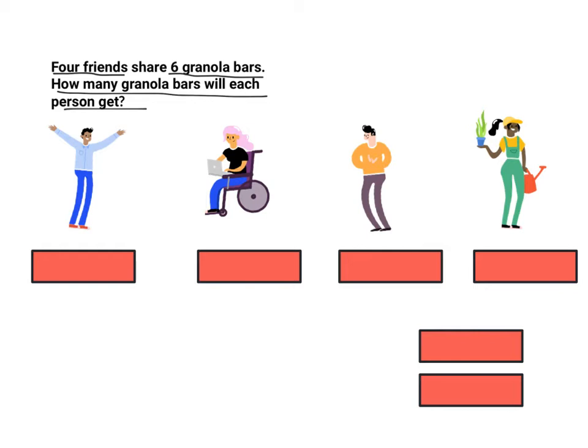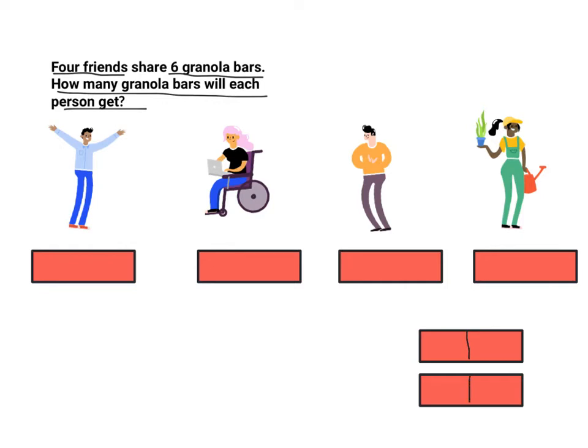And so what could I possibly do to make sure that I can still share these granola bars equally so that each person gets the same amount? So if I have 2 left and I have 4 people, what could I do to these 2? When you were thinking about it, if you looked at the 2 granola bars, what do you know? That you could actually take the granola bars and you could split them in half. So that's what we're going to do.